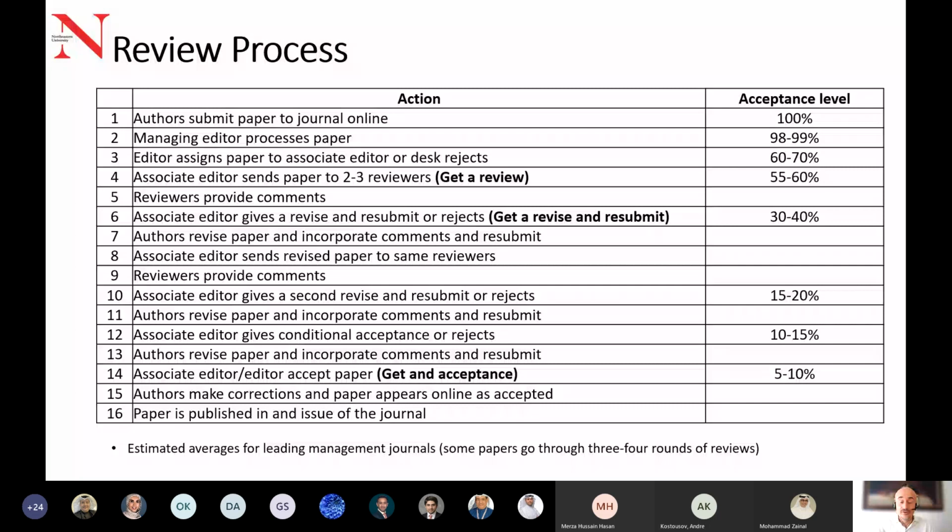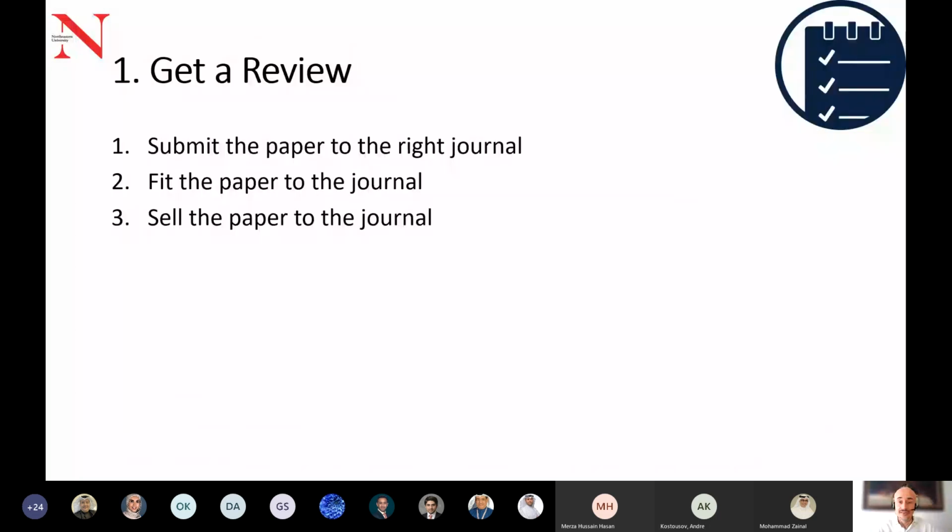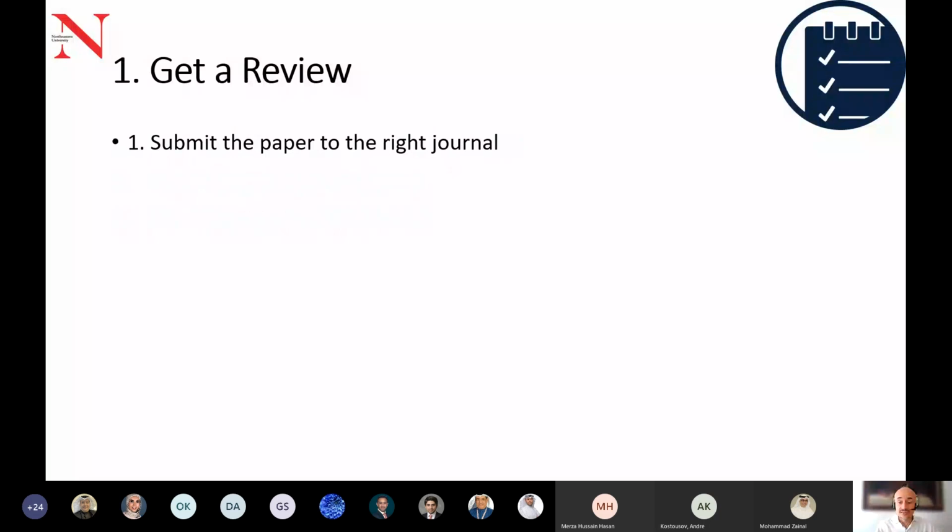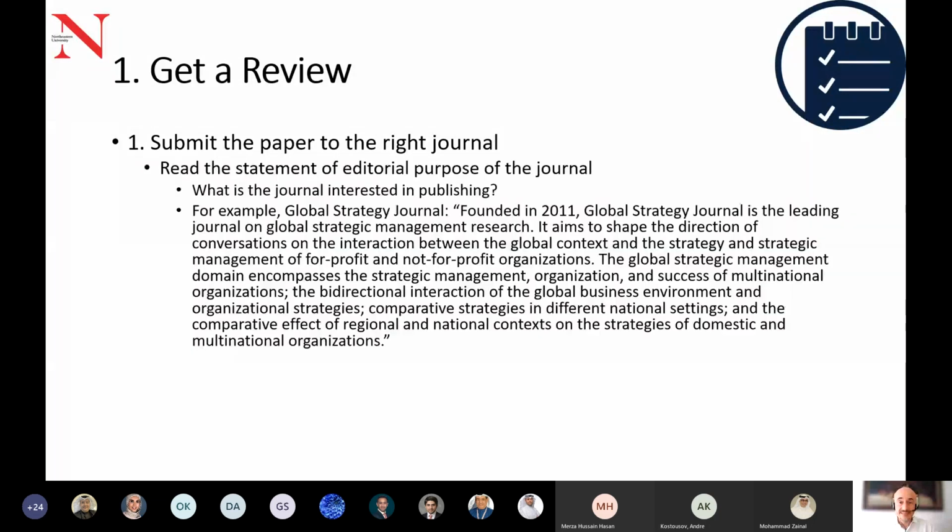First of all, how do you get a review, or how do you avoid a desk reject? That's basically the point. First thing, submit the paper to the right journal. And this is something that I think is important. Read what the journal is about. We tend to, in some cases, look at the ranking of the journals and say, oh, this is a Q1, this is a Q2, and therefore I'm going to send it to a Q1. And in some cases, you just look at the title and, hey, this sounds like a good journal, let's send it there.